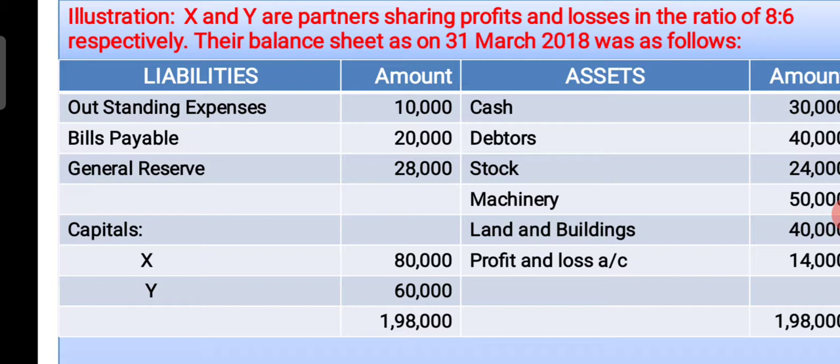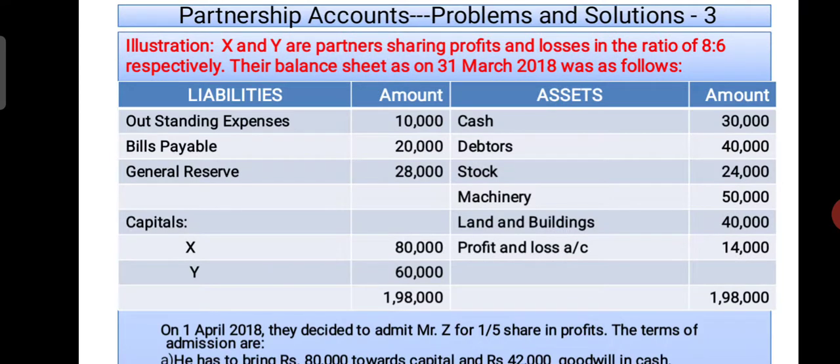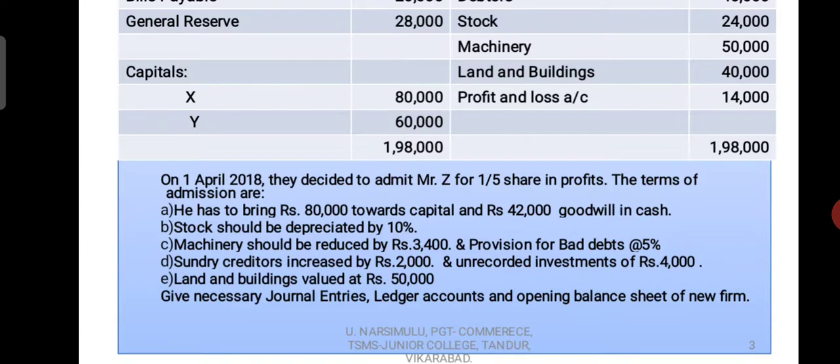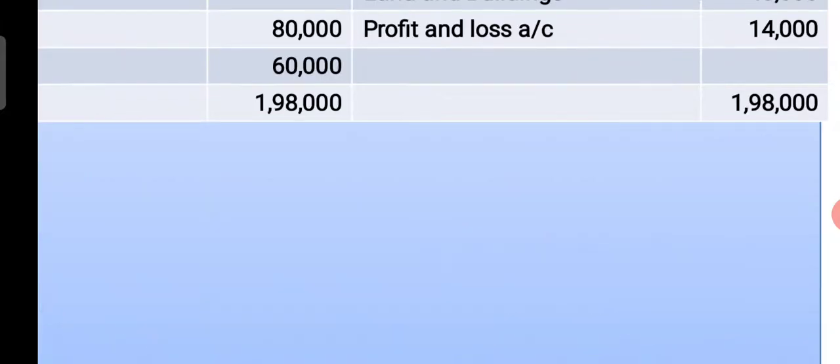Listen students, one important point is that whatever assets you are seeing in this balance sheet, the amount of the asset is called the book value of the asset. It is important. And one more point in this balance sheet: general reserve is given. You can keep that point in your mind and come to the next adjustment points which are given here.